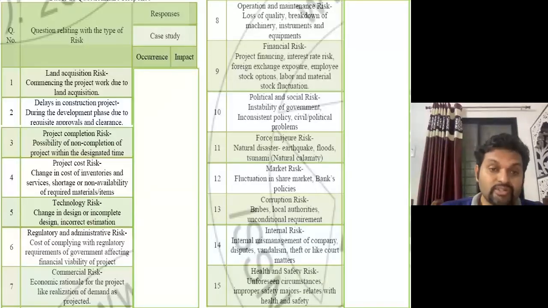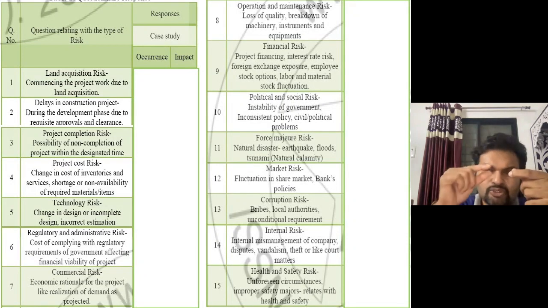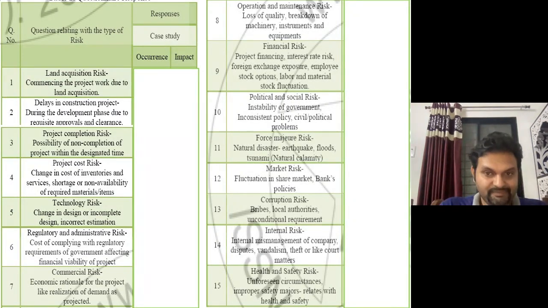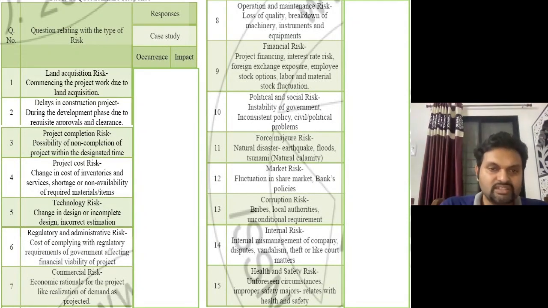So, delays in the construction project. The duration is already very crunched, so what is the probability of occurrence of the same? That we need to take care of. Then what is the impact of the same? Because the duration is very small, if any kind of delay occurs, it is going to create a very big impact. Able to understand? In a similar way we are going to put the occurrence and the impact. Let's just try a second point.